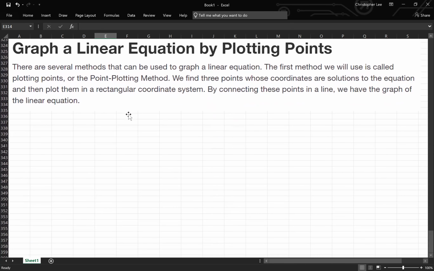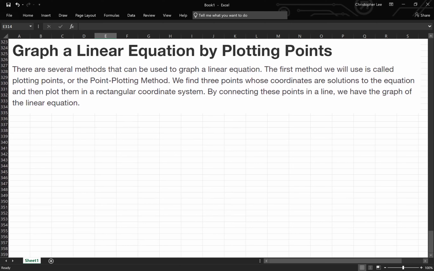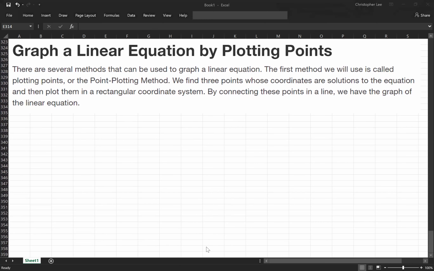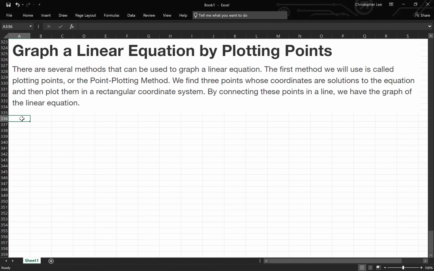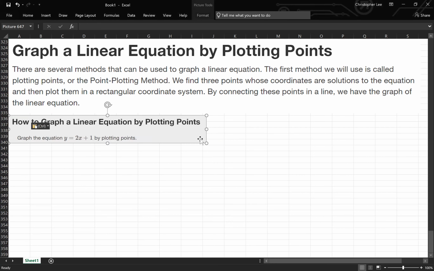Yay. This is going to be fun. So let's look at this, right? How to graph a linear equation by plotting points.